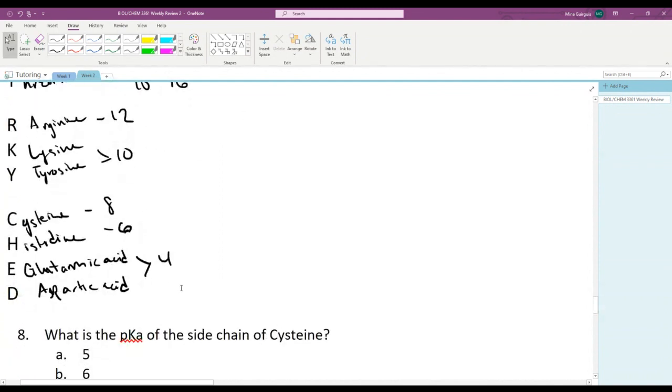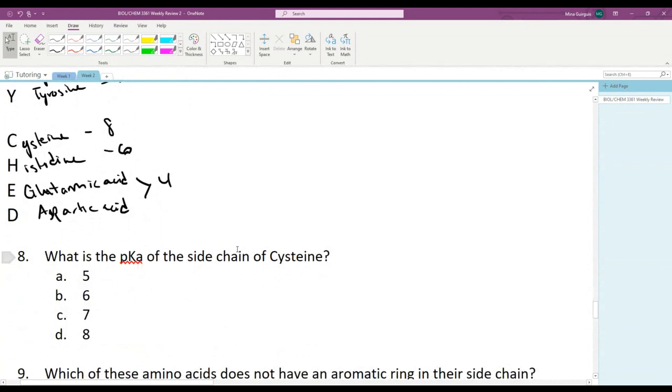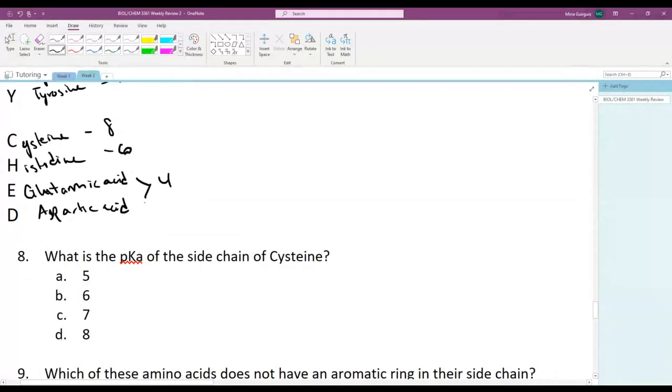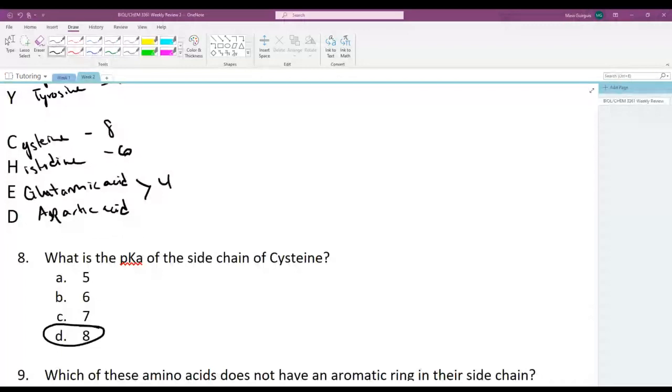So applying this acronym or just having it memorized, what is the pKa of the side chain of cysteine, okay? What do you guys think? Go ahead and type it in the chat. I don't want to make a poll since this one's a bit easier. Anybody? It's on the screen. Okay. So it's 8. Oh, there we go. I think I just waited one second too little.